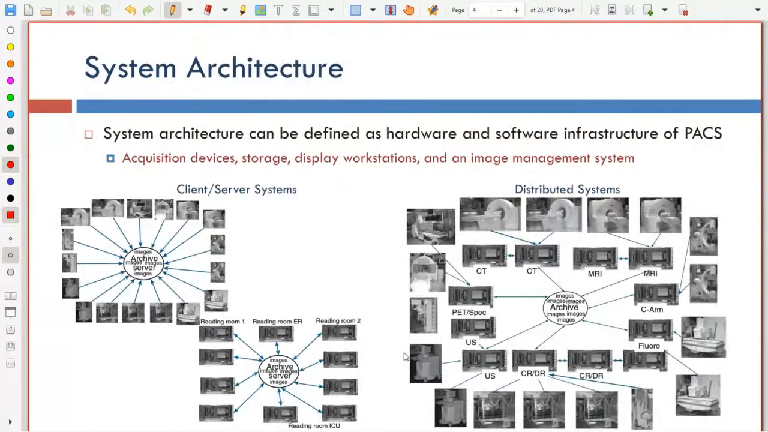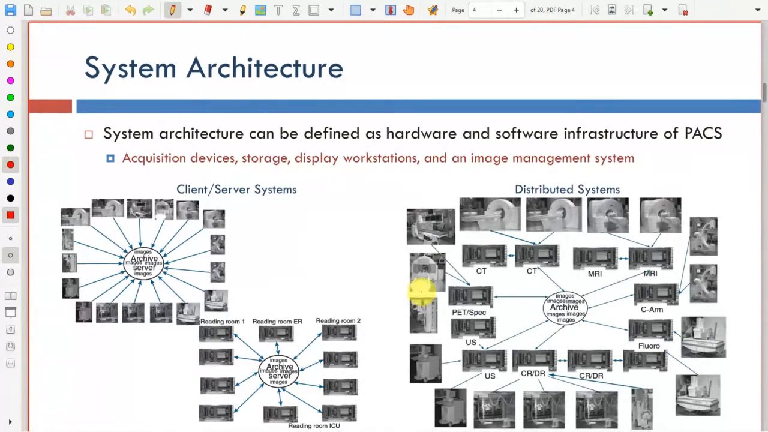In general, if you want to think about how to implement a PACS system, usually you have two system architectures. What's called client-server system and what's called distributed system. Basically, in a big hospital, you're not going to have a single imaging system. You're going to have many imaging systems, actually. You might have like 20, 30, 50 even imaging systems in a single hospital.